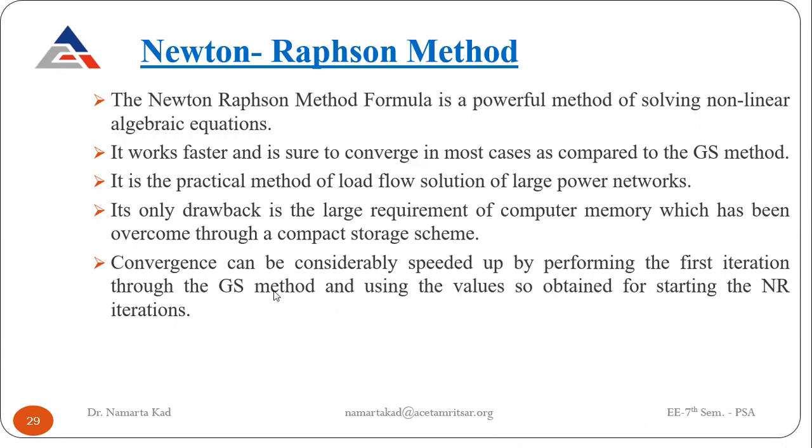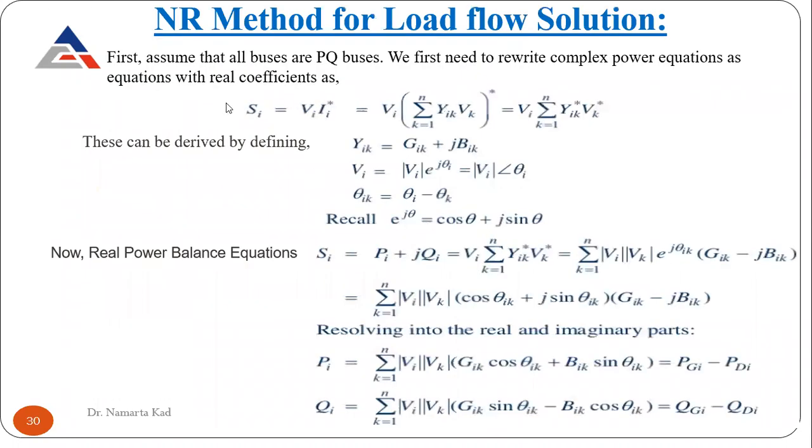Like in the Gauss-Seidel method, before starting the first iteration, we assumed all the voltages as 1 and angle 0 degree. But here in the Newton-Raphson method, we start the first process using Gauss-Seidel, and afterwards we cover the rest of the steps with the Newton-Raphson method. So this is the basic idea about the Newton-Raphson method.